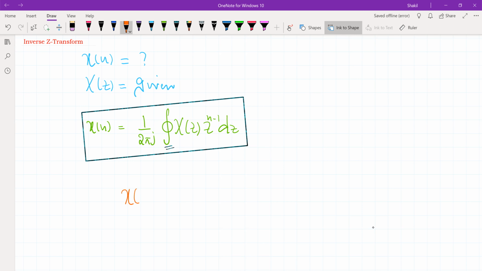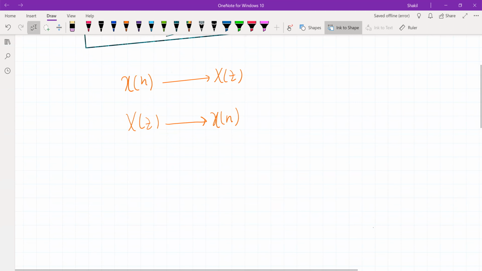In other words, if we say the Z transform of x of n is x of z, then inverse Z transform of x of z is x of n. What do we mean by this? This will be clear in a minute.